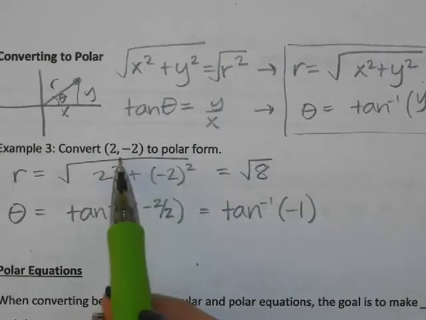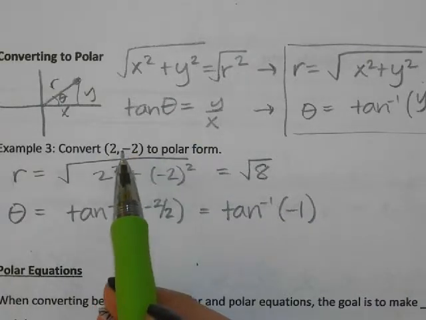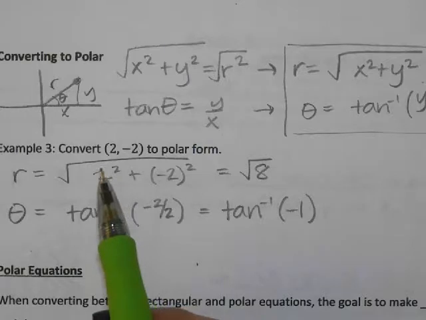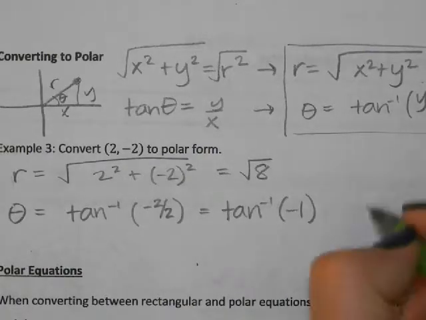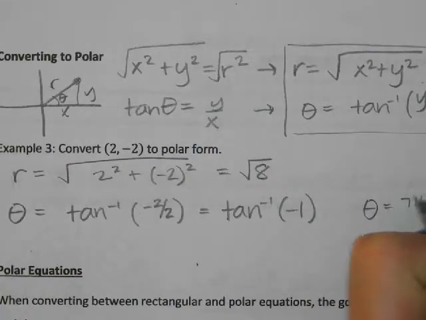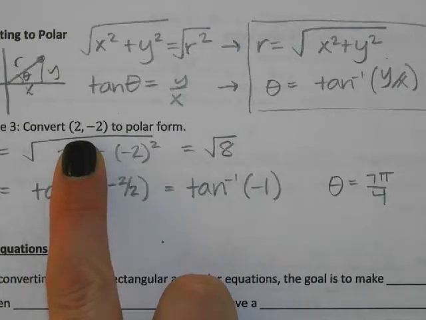Where is this point located? You go right 2, down 2. Fourth quadrant. Okay, so what's the angle in the fourth quadrant where the x and the y divide to make a -1? 7 pi fourths. So we're going to say that theta is 7 pi fourths. The other place where tan inverse is -1 would be 3 pi fourths, and we know that is the wrong answer because it's in the second quadrant, and this point is in the fourth quadrant.